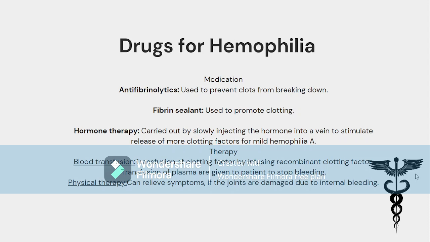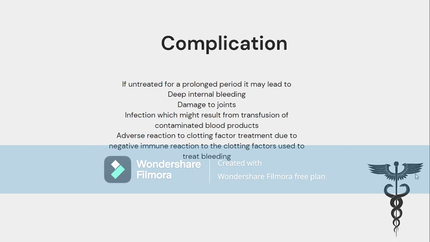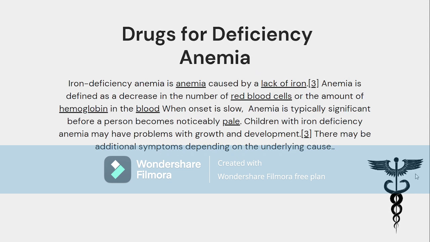Drugs for deficiency anemia. Deficiency anemia is a condition where the body lacks certain nutrients necessary for the production of healthy red blood cells. There are various types of deficiency anemia, each caused by a specific nutrient deficiency. Here's a simple explanation of drugs commonly used to treat deficiency anemia.